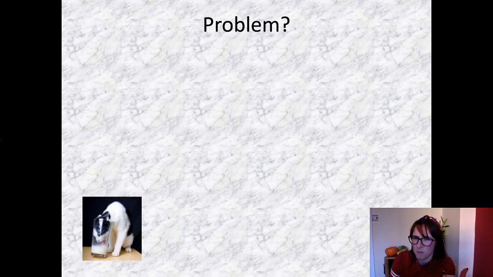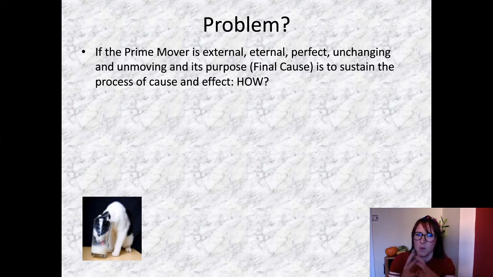But then there's a problem. How does it do it? So let's get this right, Aristotle. The prime mover is external, exists outside of everything, so it can't be part of the process. Eternal, exists forever, was at the beginning of time, will be the end of time. It's perfect and unchanging, because it's unmoving because it's perfect. Because if something was perfect, it can't change because it would change from perfect to more perfect. No. So it can't change, it can't move, and its purpose, its final cause, is to sustain cause and effect, sustain motion.